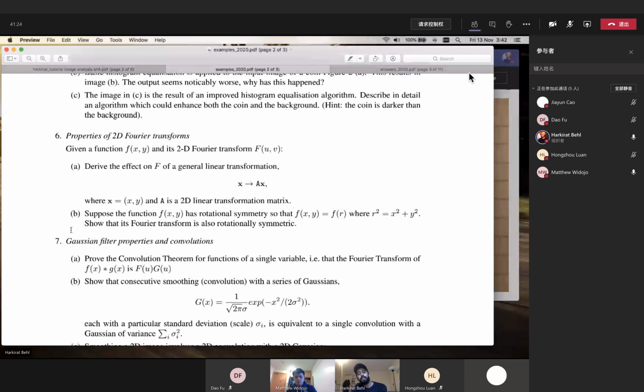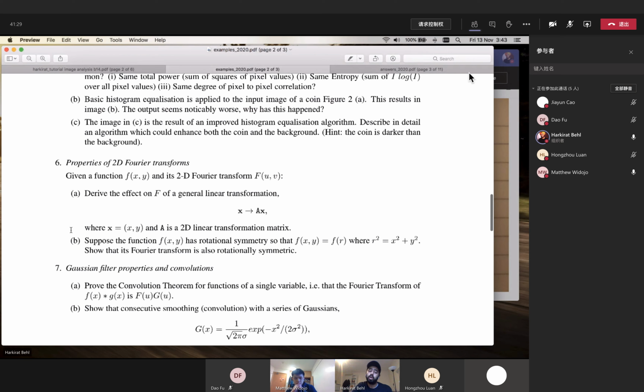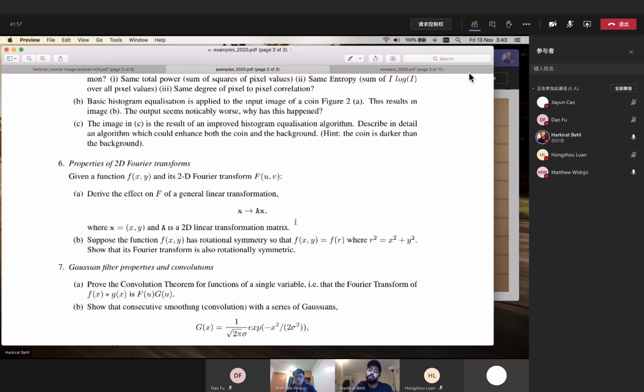Let's go to question 6 then. In question 6, now we have to derive what will happen if x is changed to Ax. Basically, now we are working in a two-dimensional case, and we'll multiply our x vector with a matrix. A is a 2 cross 2 matrix now, which is here known as 2D linear transformation matrix. A lot of linear transformations can be written in this form, and they will be multiplied by Ax. And in part B, we'll see that rotation can also be written as a matrix multiplication. So if you do this transformation, how will the Fourier transform change?